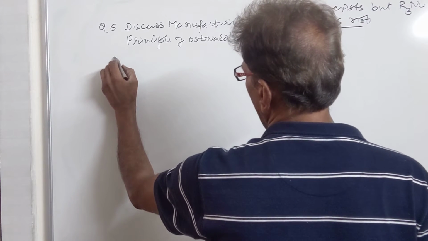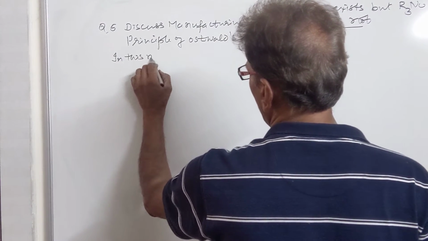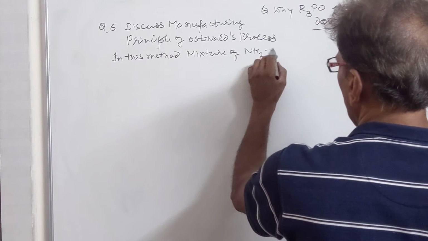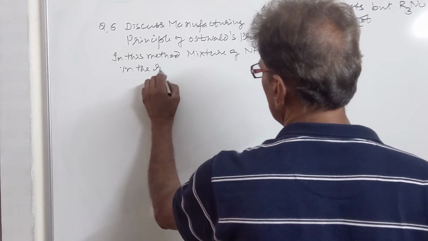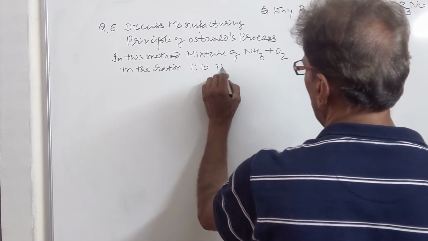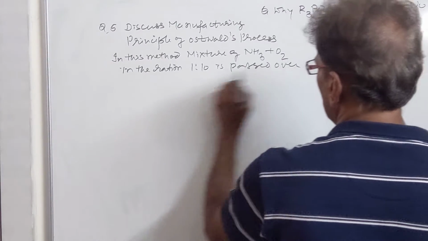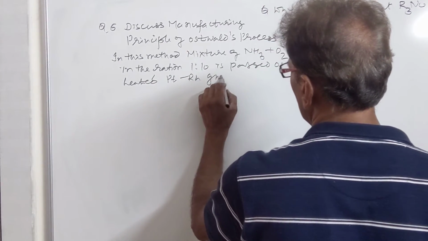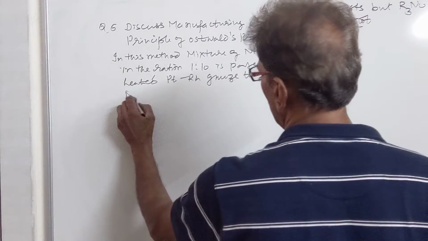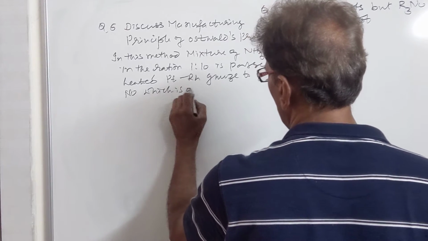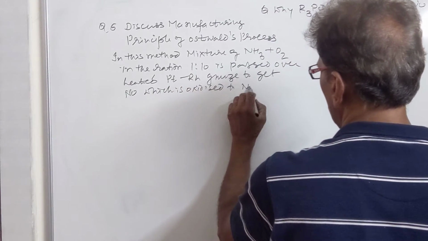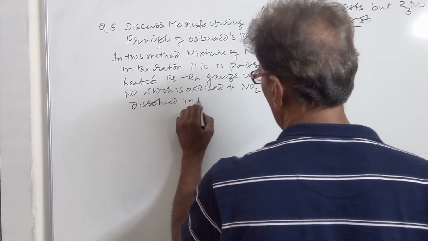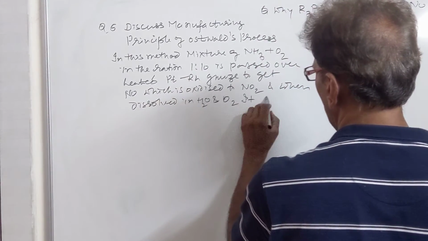Ostwald process principle क्या है? In this method, a mixture of ammonia and oxygen in the ratio of 1:10 is passed over heated platinum rhodium gauge to get NO, which is oxidized to NO2, and when dissolved in water, जब इसको पानी में घोला जाता है, and oxygen, it gives nitric acid.